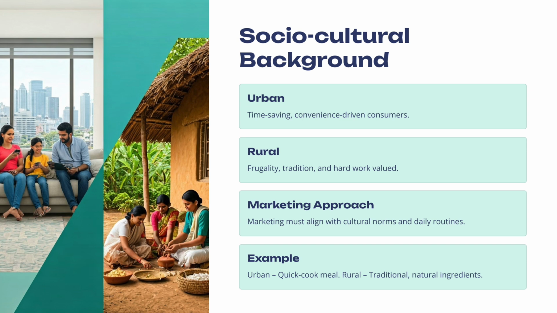The urban message might highlight speed and ease of preparation, while the rural message might focus on the product's connection to local farming and its traditional wholesome qualities. Don't you agree, dear learners? Now, moving on to our next differentiating parameter, which is accessibility.